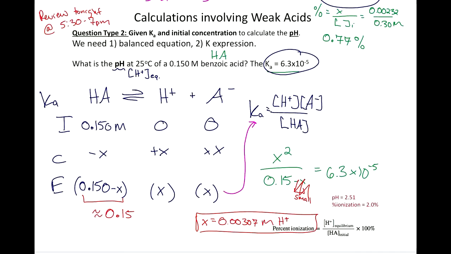All right, so that's not our answer. We actually need the pH, so we can go ahead and negative log that number, and then hopefully we get 2.51 for our pH. Okay. Quick question. You should always be asking yourself this question. The pH we just calculated is what? Acidic, basic, neutral? Acidic, great.